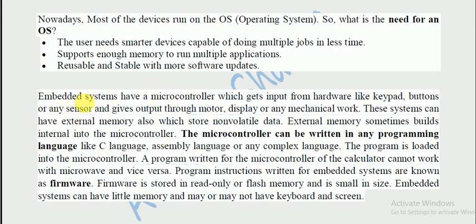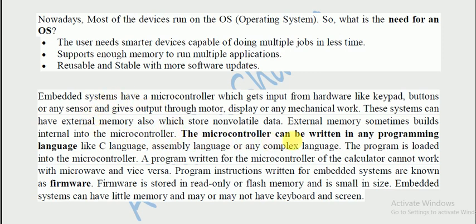For example, an embedded system has a microcontroller which gets input from hardware. Hardware means things like a keypad, buttons and sensors, and it gives output through a motor, display or any mechanical work. This system can also have an external memory, which stores non-volatile data. External memory is sometimes built internal to the microcontroller. So this is the basic requirement or functionality that goes on inside the embedded system.